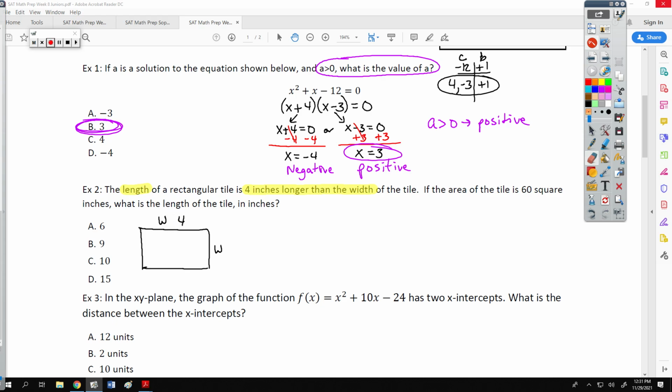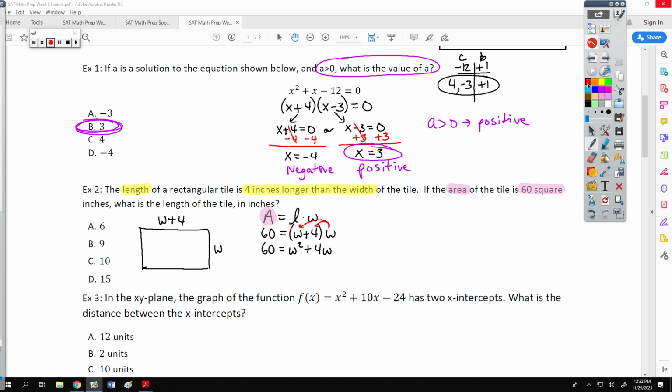Now, from there, we're looking at an area equation for a rectangle. You are expected to know that the area of any rectangle is length times width. Now, we know that the area is 60. So that number goes in for area. 60 equals our length, which is W plus 4, times our width. Then we're going to solve that equation. Well, that requires us to distribute. So we distribute the W, which gives us 60 equals W squared plus 4W.